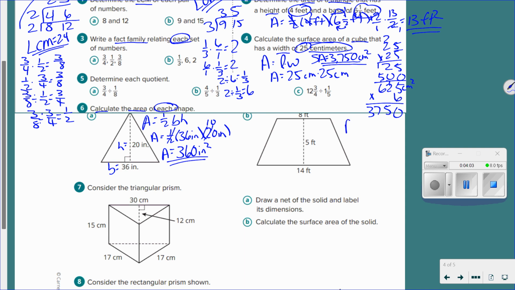There's a trapezoid, so its area equals 1/2 of my 2 bases added together times the height. So I have my base 1, my base 2, and my height. So now putting the numbers in, 1/2 of 8 feet plus 14 feet times 5 feet. So 1/2, I have to do my addition first. So I'm going to add those, gives me 22 feet times 5 feet. Half of 22 is 11, so that gives me 55 square feet.